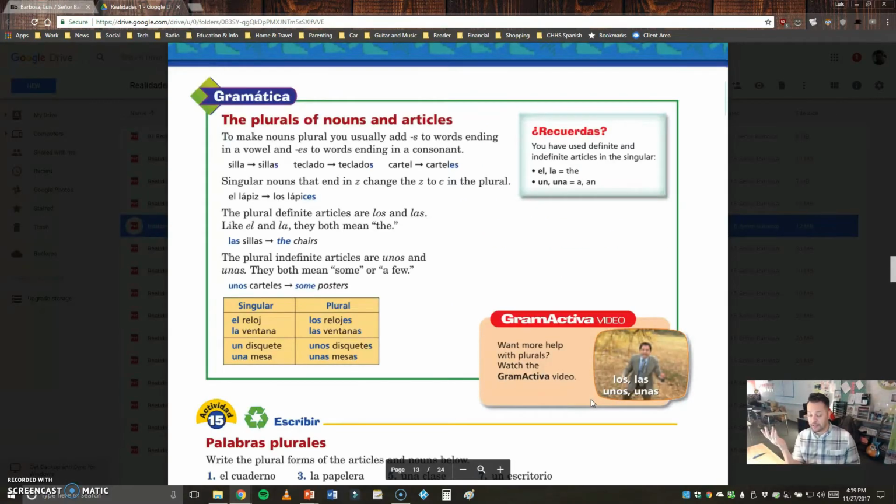And then the last grammar lesson for this chapter, chapter 2b, is going to be called the plurals of nouns and articles.